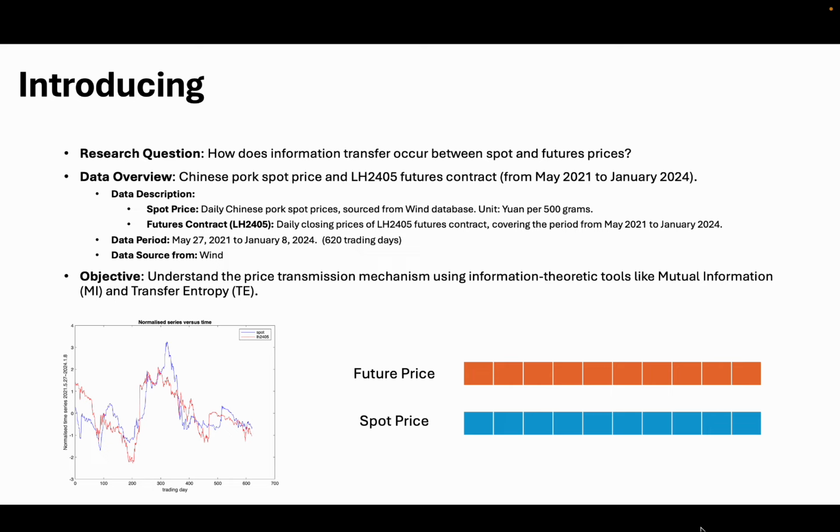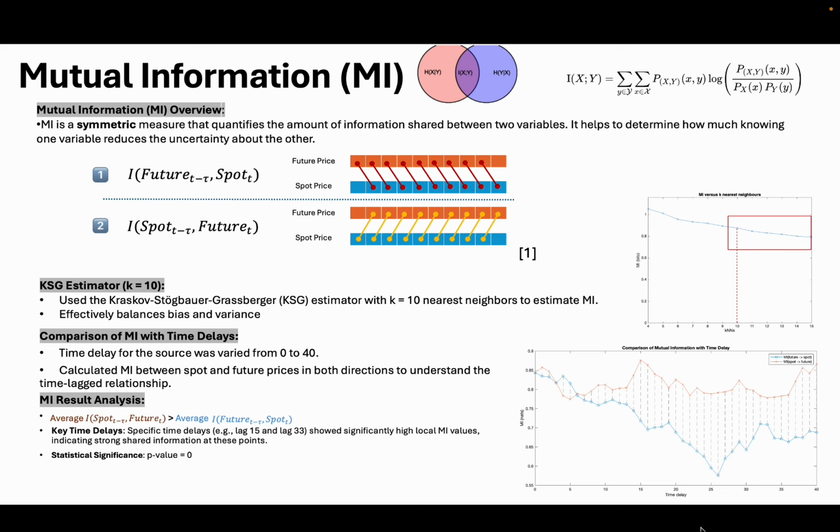Here you can see a plot of the normalized time series for both spot and future price across the entire data period, which gives an initial overview of how those markets moved together or diverged during this time frame. From these slides, for simplification, I will just say LH2405 as future price. Now, let's move into mutual information.